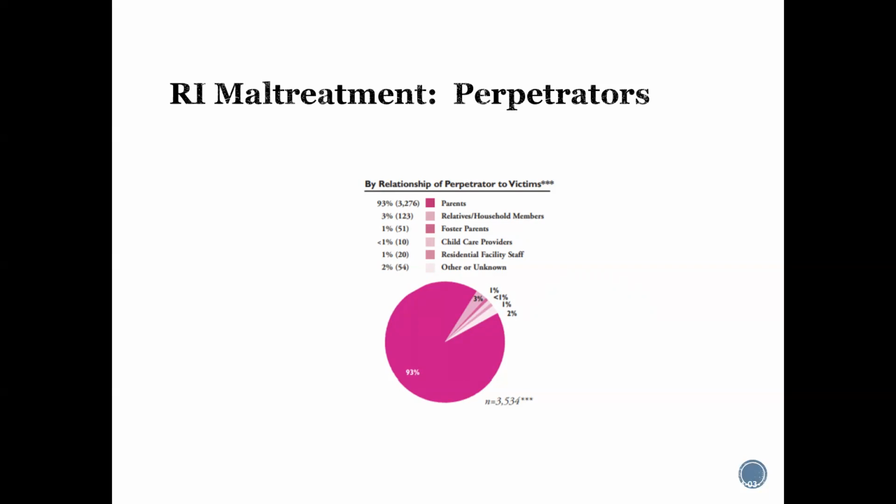DCYF and the Department of Human Services both play roles at different levels of early care and education providers. And so we can see some of that here. And then the other one that's clearly defined is that of residential staff, where children are in a residential program. But by and large, we can see here that the place that we really need to be attentive is that relationship between the parents and the children.